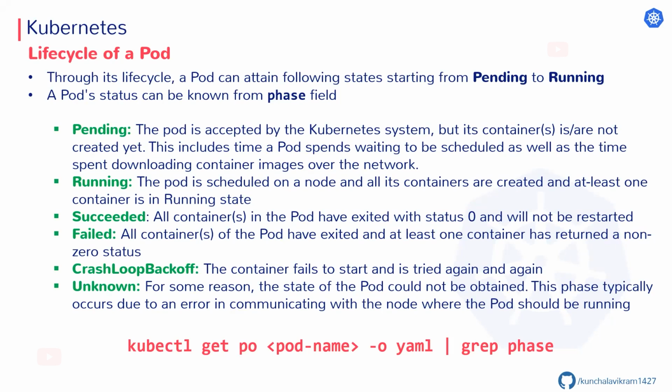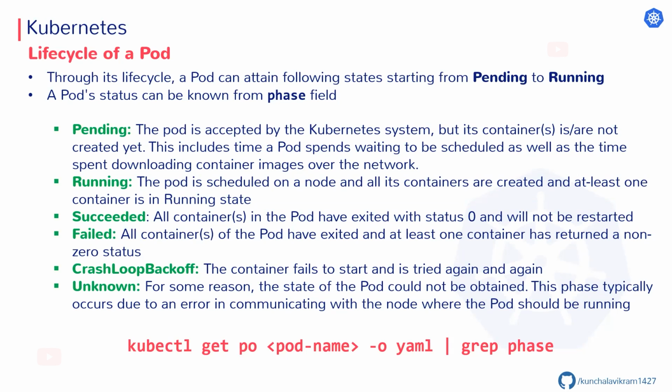So during its creation, the first one is the pending state. Whenever you create a pod, like you gave a command to create a pod, these are the various states. So first is the pending state. What is pending state? Pending state means the pod definition is accepted by the Kubernetes API server, but its containers are not created yet. During that state, it will be shown as pending.